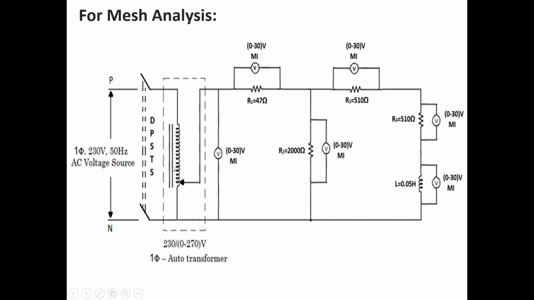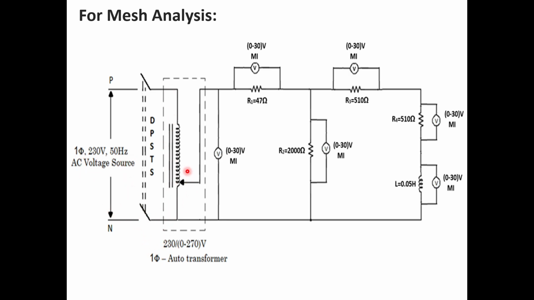Now for mesh analysis, this is our circuit. Here also, we are going to take an AC supply. These are the terminals of the AC supply, single phase terminals, phase and neutral. P means phase, N means neutral. A single phase 230 volts 50 hertz AC voltage source is connected here.